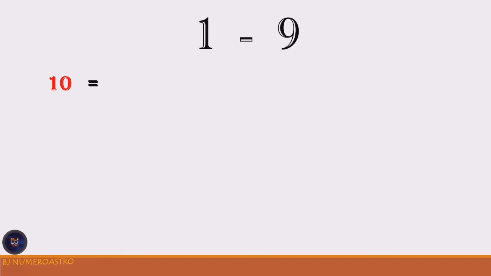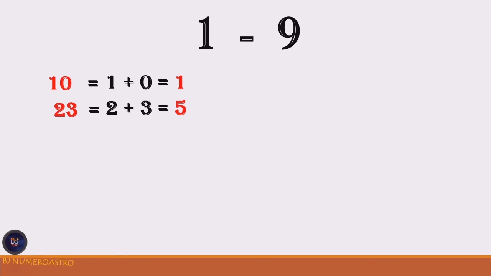Starting from 10, 11, 12 and upward, we normally reduce it to a single digit. And how do we reduce it to a single digit? It is just by the sum of the first digit plus the second digit. If it is 3 digits, it will be the first, second, third. If it is 4 digits, it will be the first, second, third, fourth. So 10 in numerology will be equal to 1 plus 0, and that's 1. Another example is 23. 23 in numerology will be 2 plus 3, and that's 5.